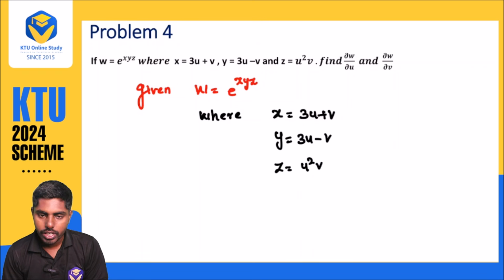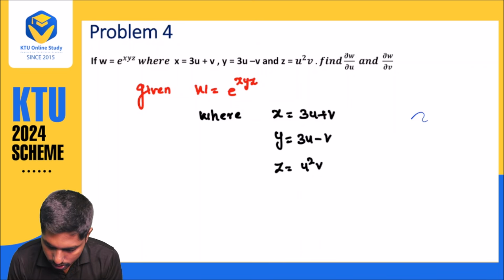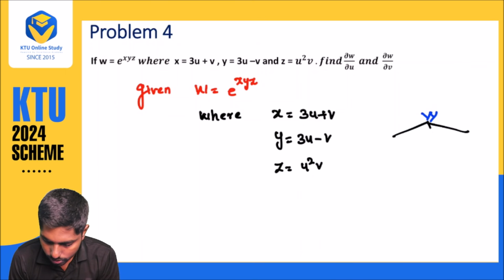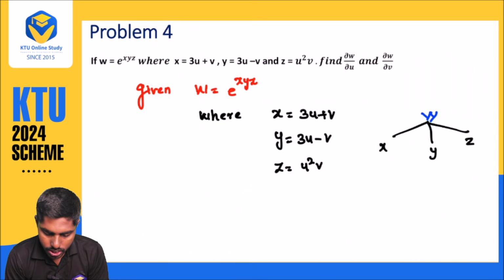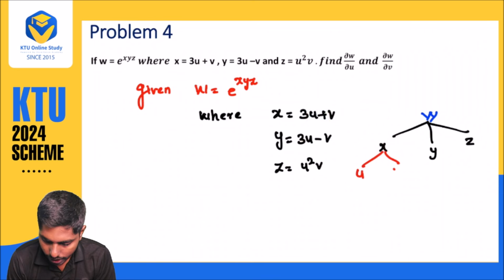From here we can understand that W is given. W is depending upon three independent variables X, Y, Z. And you see the X value: X is depending upon U and V.